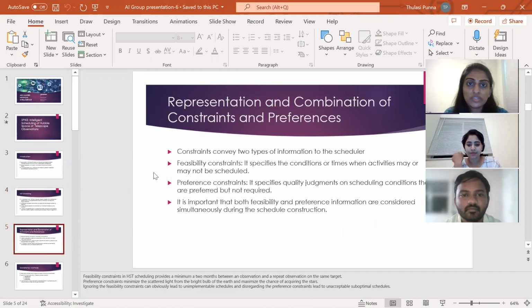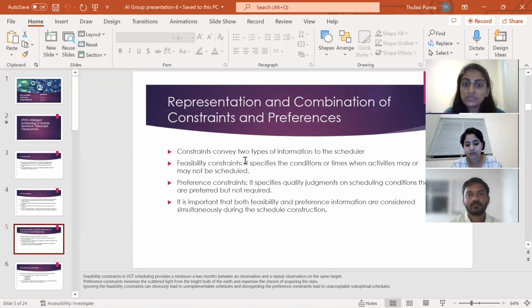Moving further, let's see how we represent and use constraints and preferences. Constraints convey two types of information to the scheduler: feasibility constraints as well as preference constraints. Feasibility constraints specify the conditions or times when activities can be scheduled, whereas preference constraints specify quality judgments on scheduling conditions.